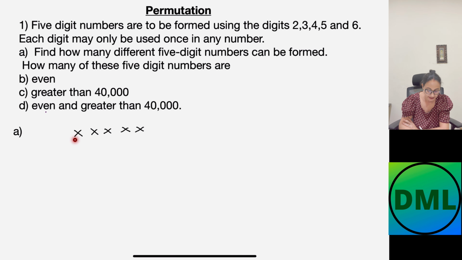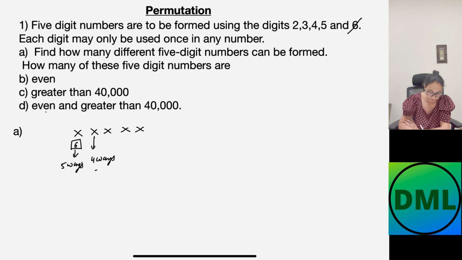The first place can be filled with any one of the numbers out of the 5 options you have. Let's suppose that you filled 6 here. So this place can be filled in 5 ways. Next, 6 is gone. You are left with 1, 2, 3, 4 numbers, and this place can be filled in 4 ways. Either one of the numbers will come here.